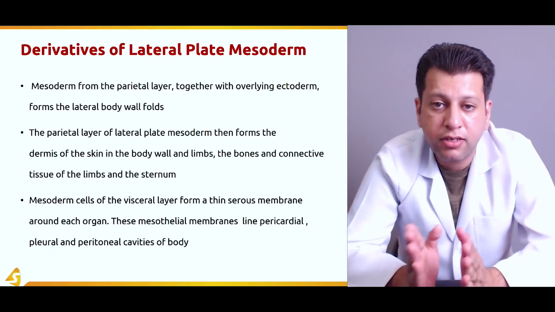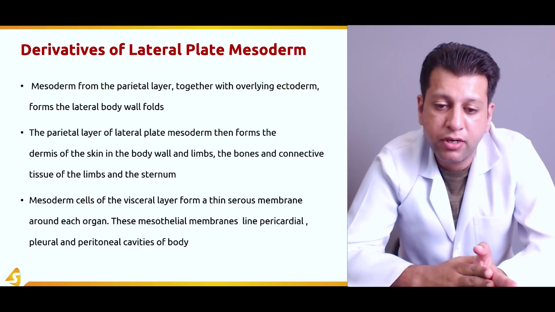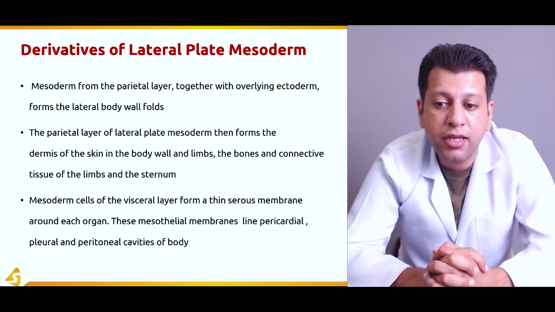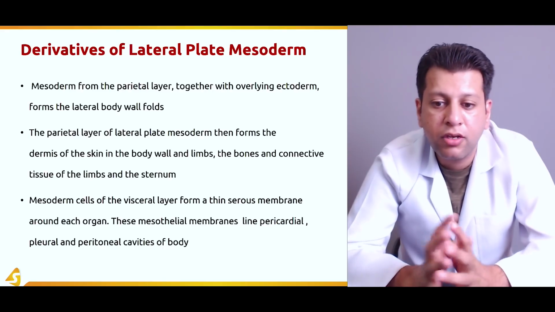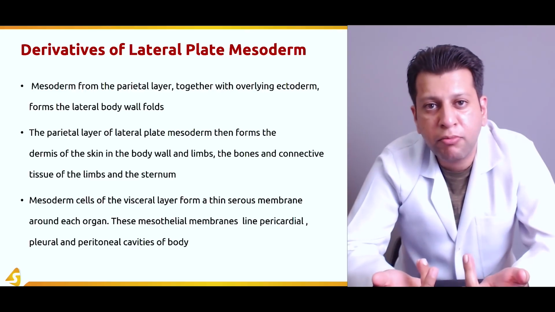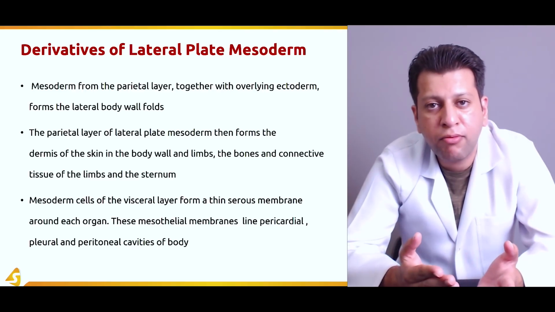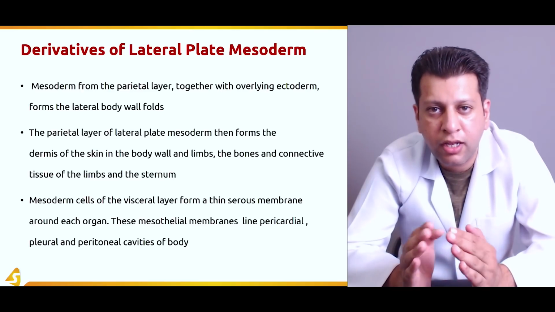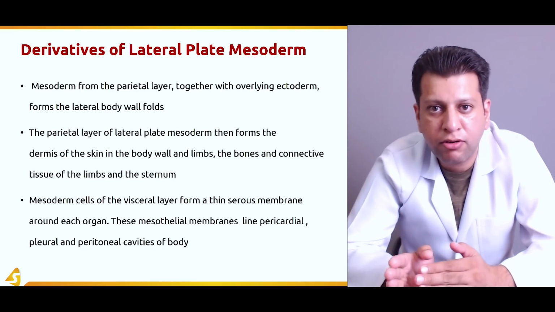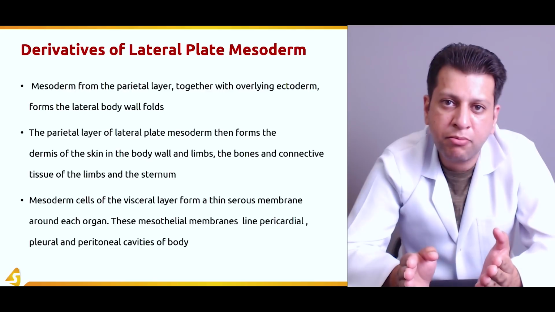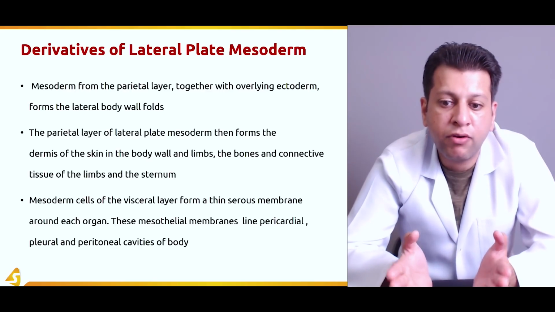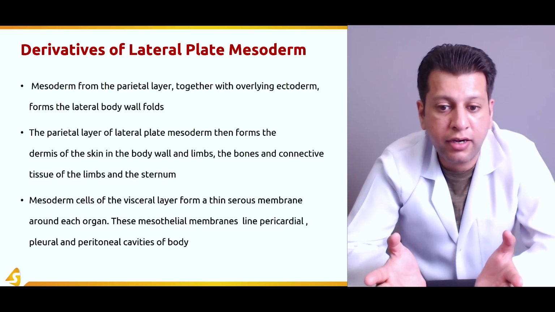As I've already discussed, now we are left with the third part of the mesoderm, which is the lateral plate mesoderm. Mesoderm from the parietal layer together with the overlying ectoderm forms the lateral body walls. Now we have to understand where the parietal mesoderm came from. It was that layer of mesoderm which was surrounding the amniotic cavity. The amniotic cavity had ectoderm and this parietal mesoderm. They combine to form the lateral body folds which lie in the adults.